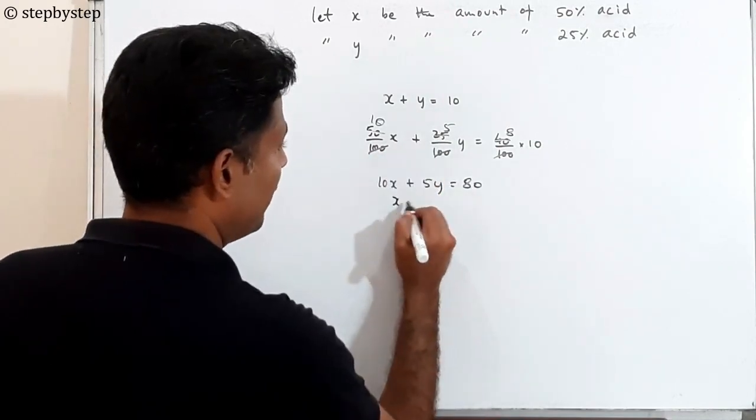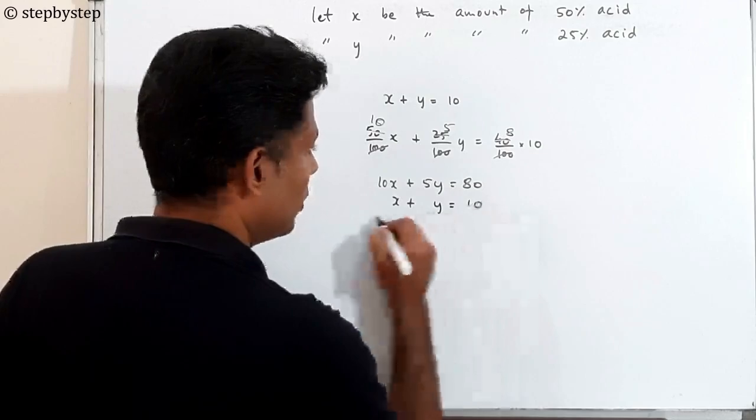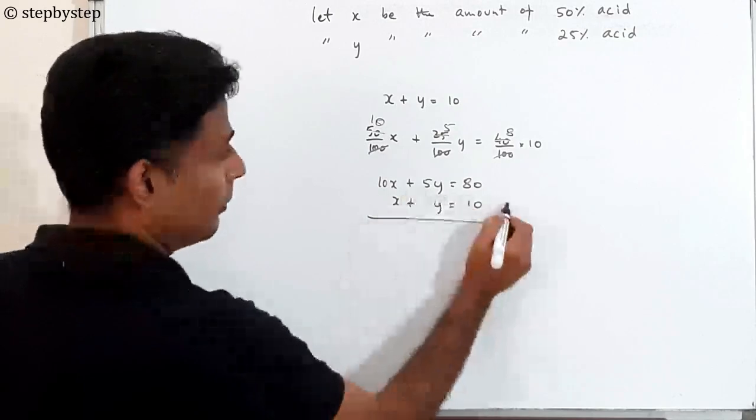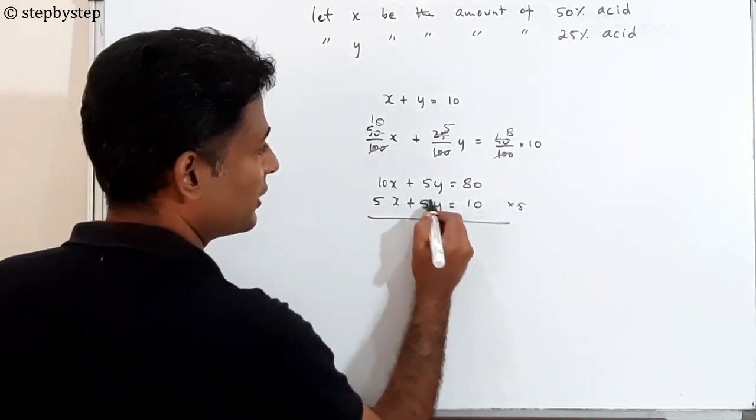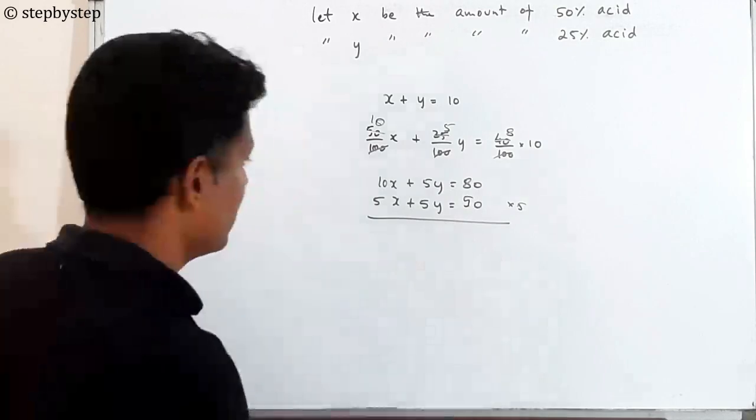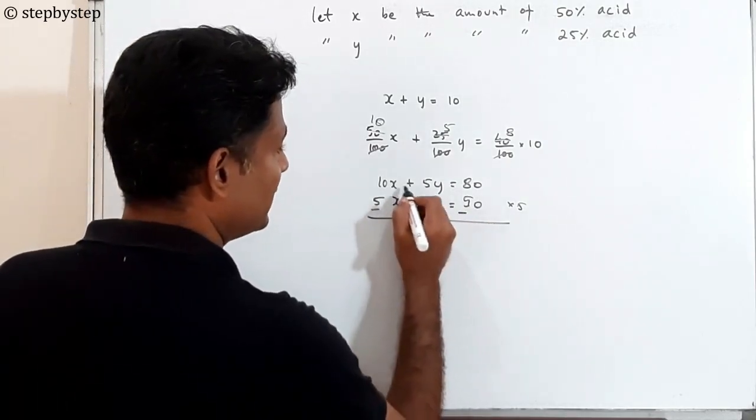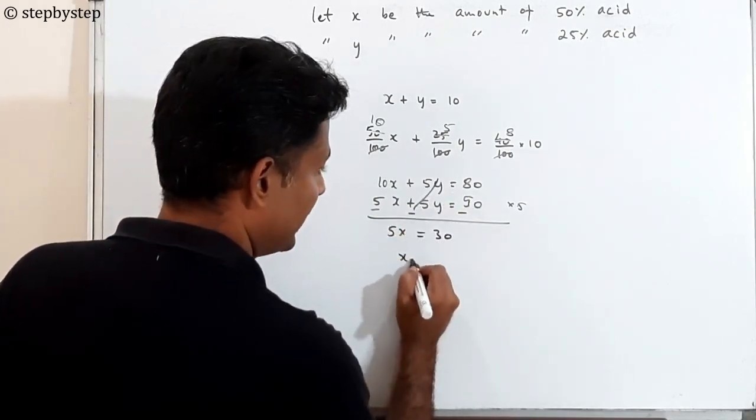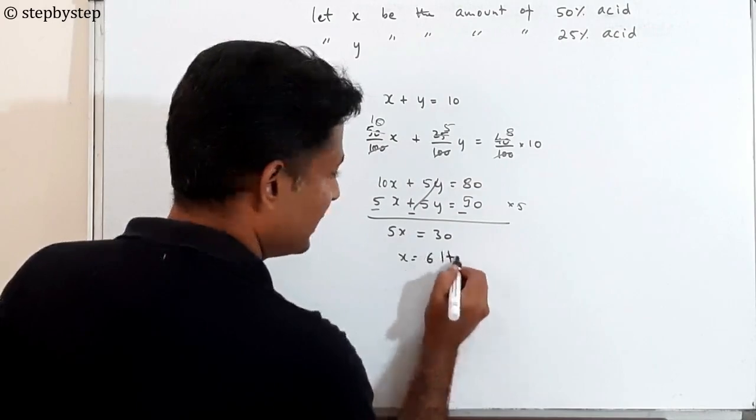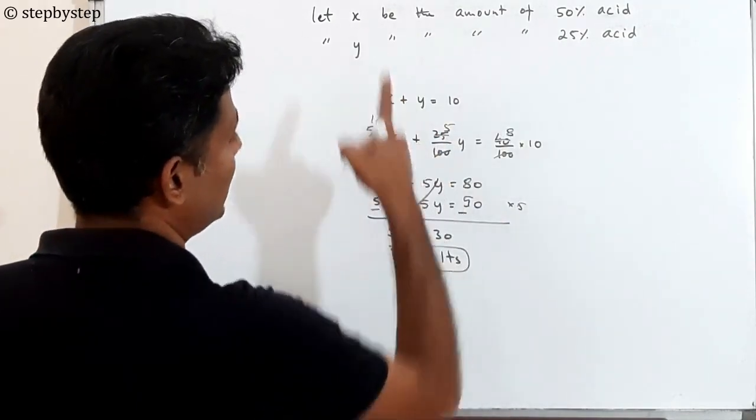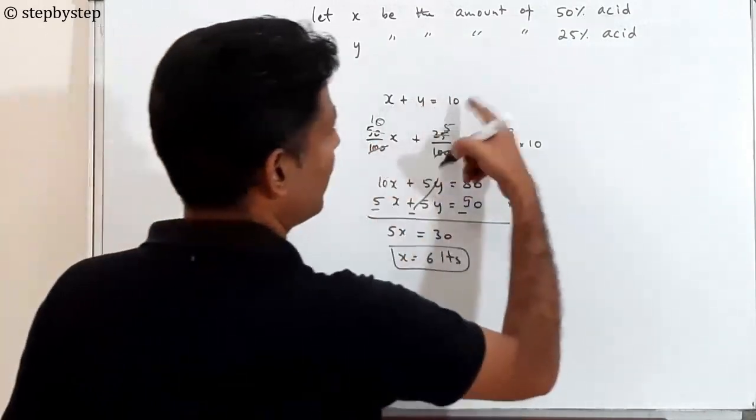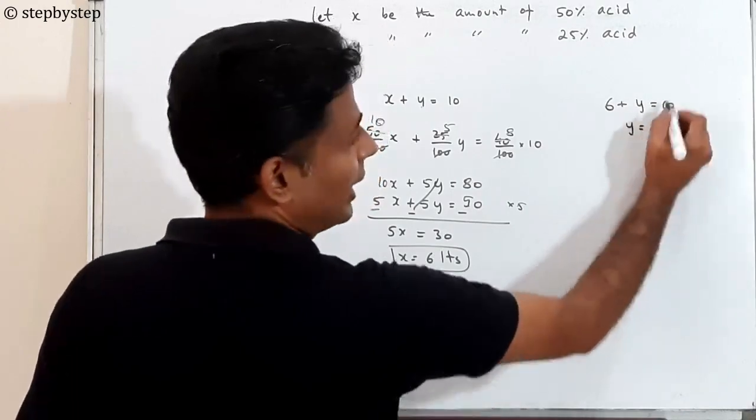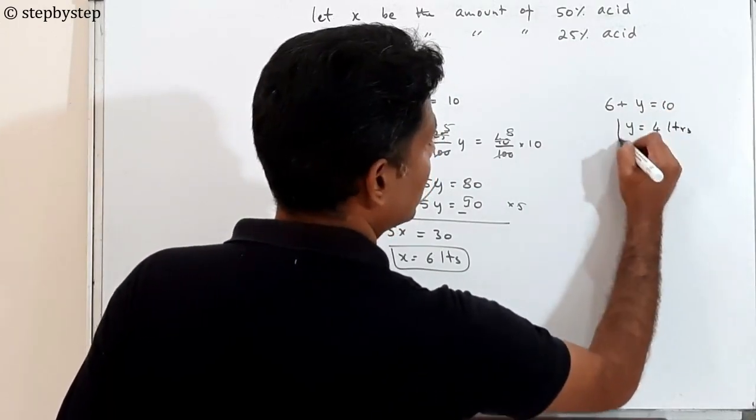And the first thing we have is x plus y equal to 10. Now I will multiply this whole equation by 5 to make this equal. So when I multiply by 5, it becomes 5x plus 5y equal to 50. So now subtracting, 10 minus 5, 5x, this y will cancel, equal to 30. So x equal to 30 by 5, that is 6 liters. So 50% acid is 6 liters. Now x plus y equal to 10, that is what I will use. x is 6 plus y equal to 10. So y equal to 10 minus 6, that is 4 liters.